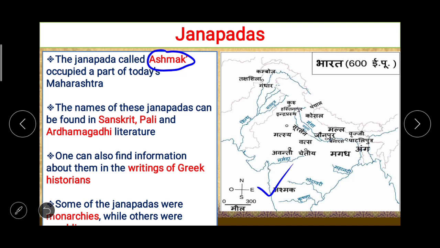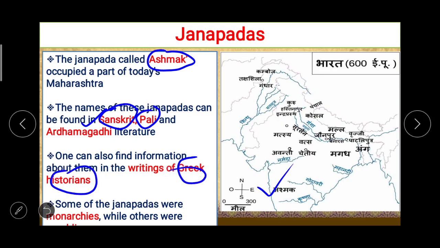The names of the Janapadas can be found in Sanskrit and in Pali and also in Ardha-Magadhi literature. If we go through the literature of the Sanskrit language or of Pali or of Ardha-Magadhi of that particular period, then one can find the names of these Janapadas in the Sanskrit, Pali and Ardha-Magadhi literature. One can also find information about them in the writings of Greek historians.